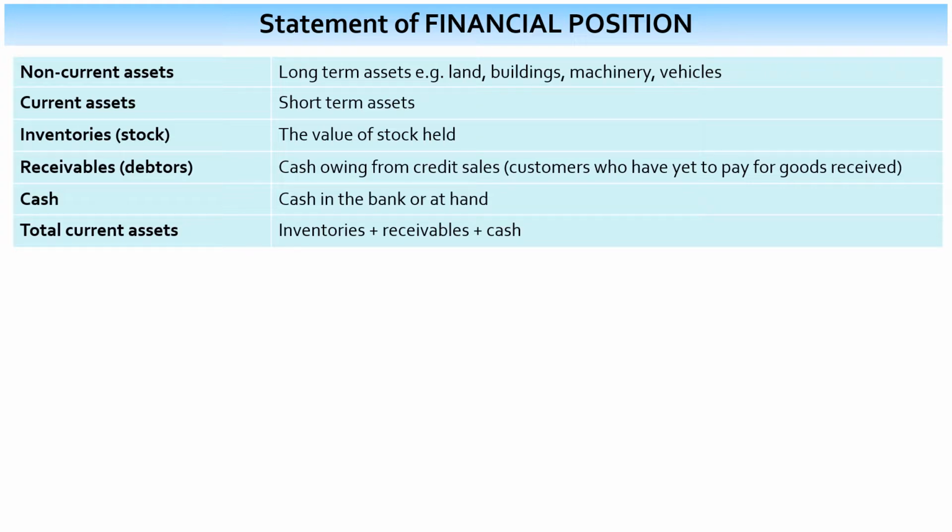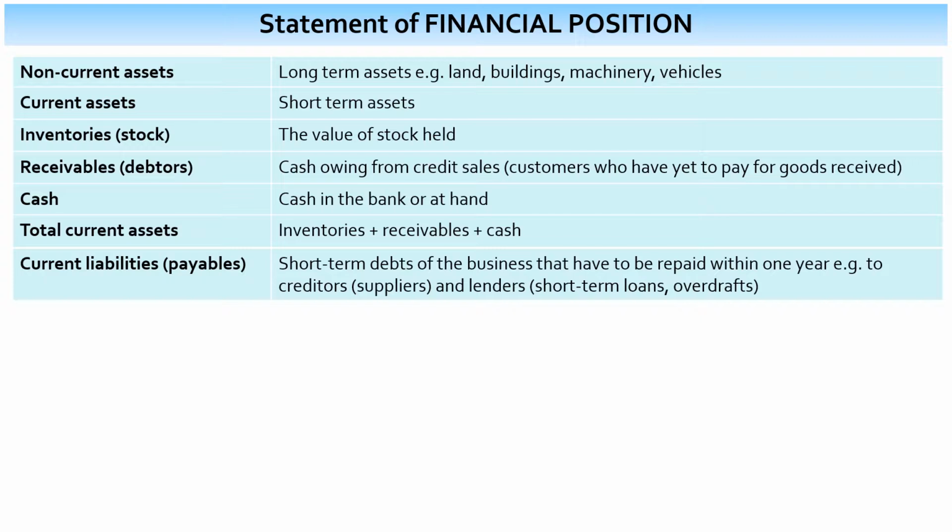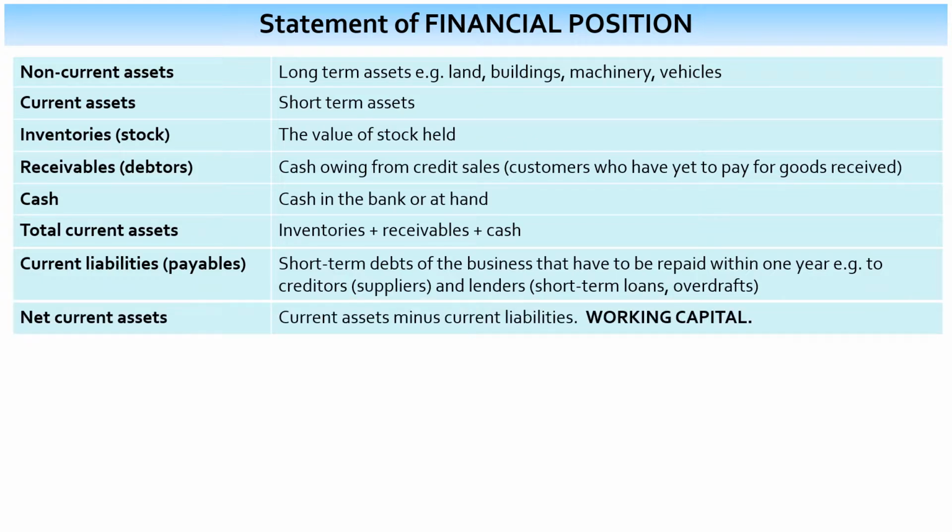We add up the current assets to get total current assets. We then look at the money the business owes. We look at current liabilities, so debts or monies the business has to repay within 1 year. For example, to creditors, suppliers perhaps, or to lenders, short-term loans, overdraft. We take the current assets and subtract the current liabilities. We get the net current assets, the working capital, the amount of money within the next year the business should have spare.